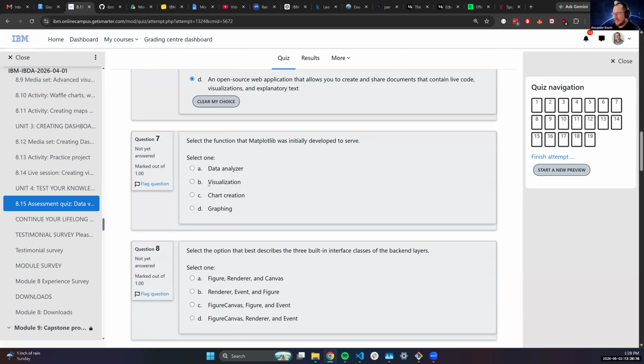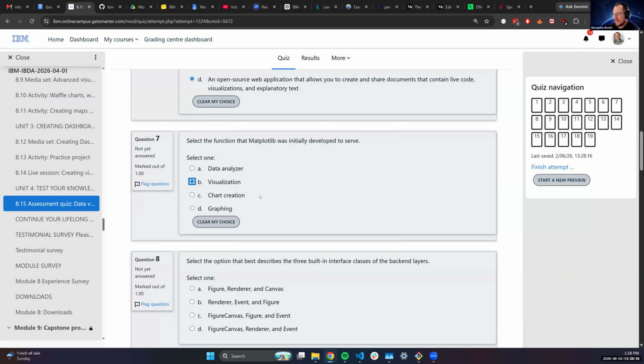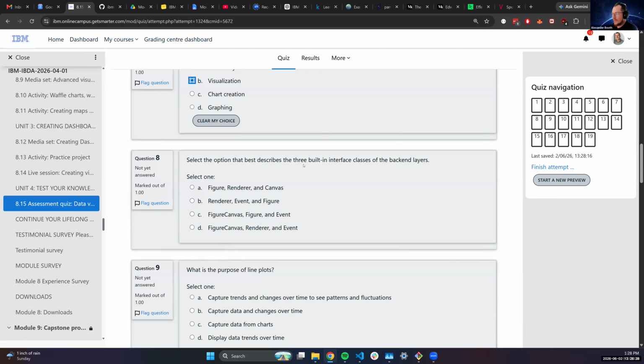Matplotlib was initially designed to serve visualization. Again, best answer here, the others are chart, graphing, weird answers. I think visualization is the best one. That's what we're doing this week, right? Data viz. What are the three built-in classes of the backend?